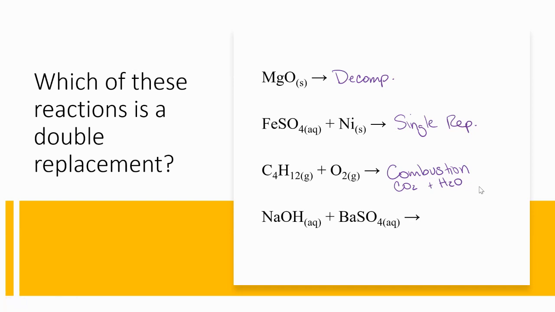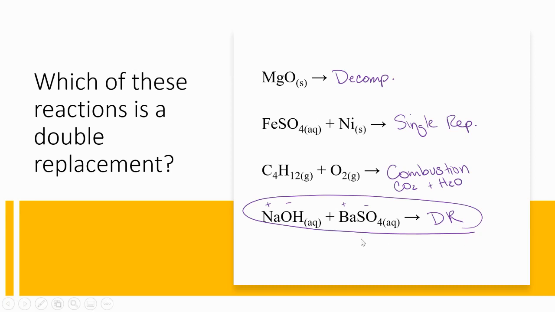Okay, so let's take a look at this last one. Sodium hydroxide in solution combining with barium sulfate in solution. So it looks like I have the components that I need here, right? I have a cation and an anion, an ionic compound in solution, and another cation and anion in solution. So yes, this is going to be my double replacement reaction, right? So only one of these was a double replacement reaction. So you should be able to recognize that based just on what the reactants are, okay, at this point.